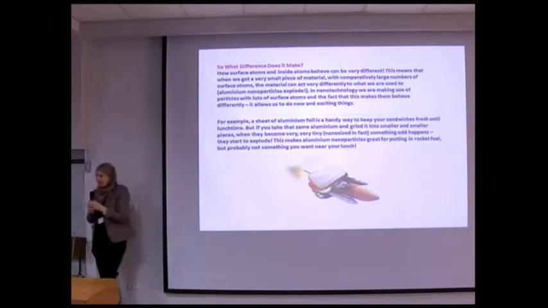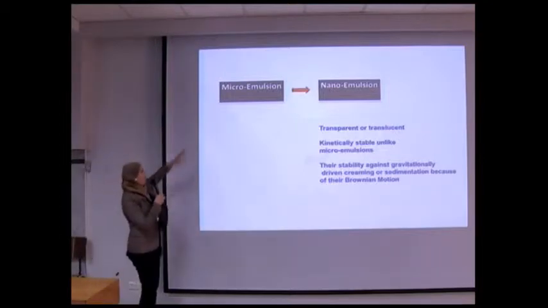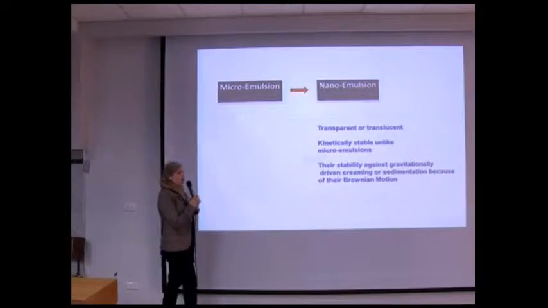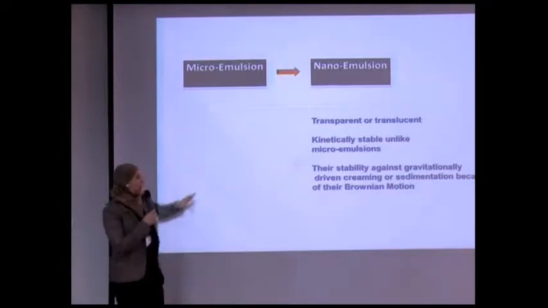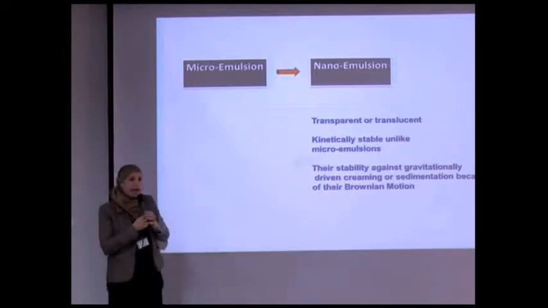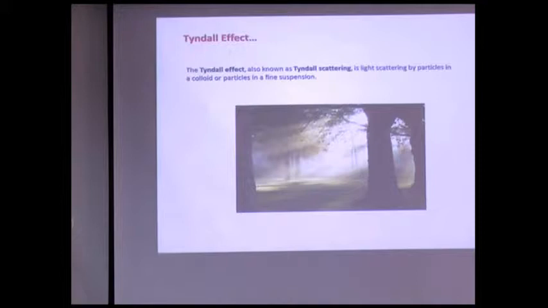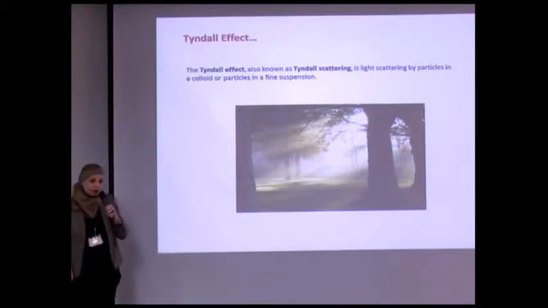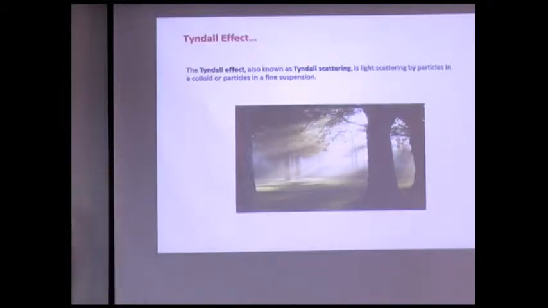And what about our nanoemulsion? When we convert our microemulsion to the nanoemulsion, first of all, the solution starts to become more transparent. And the students could also realize that these solutions are more stable against gravitational energy because of their Brownian motion. And also, we can use the Tyndall effect for introducing the students to the difference between micro and nanometer scale.